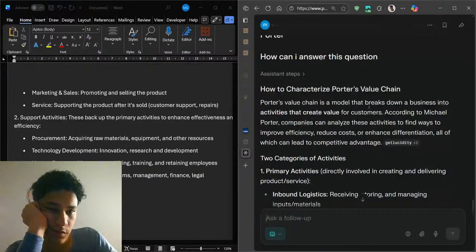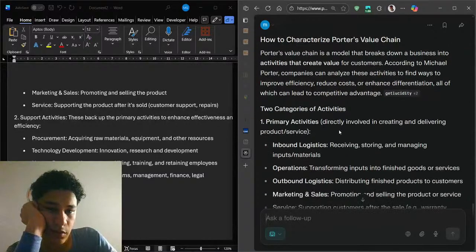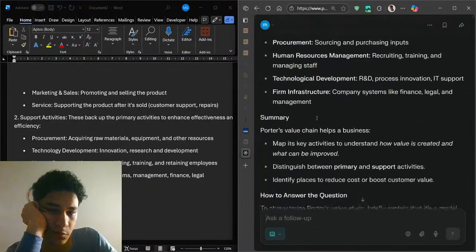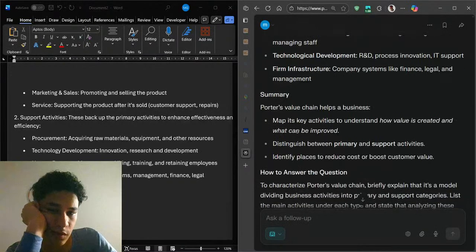Porter created a model that breaks down business into activities that create value for customers. According to Michael Porter, companies can analyze these activities to find a way to improve efficiency, reduce costs, or enhance differentiation, all of which can lead to competitive advantage. Two categories of activities: primary activities and support activities. Summary: Porter's value chain helps a business map its key activities to understand how value is created and what can be improved.